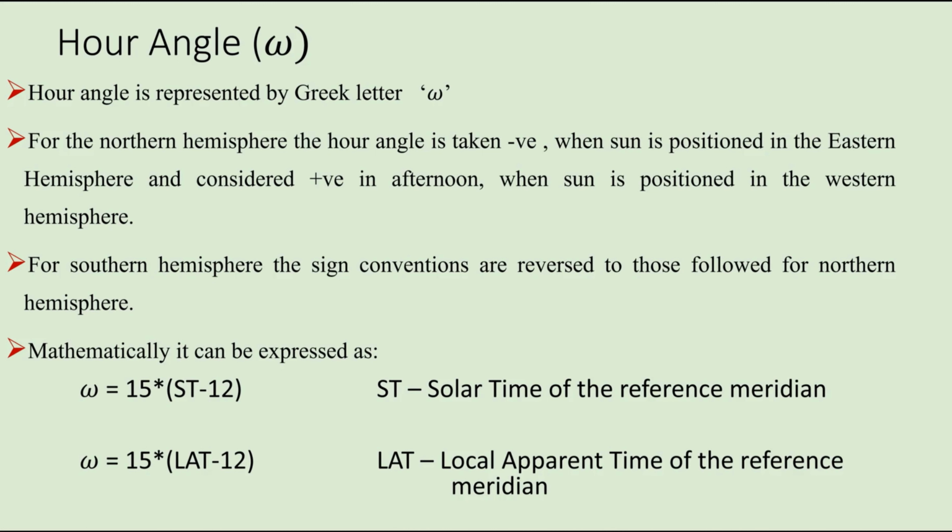We can understand these equations of the R angle by assuming the value of solar time is 12. Placing the value in the equation, 12 minus 12 comes out to be 0, and hence the value of omega will be 0, which indicates that when the R angle is 0, we call it solar noon.